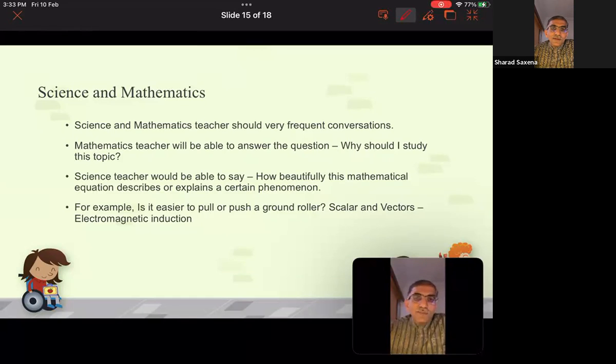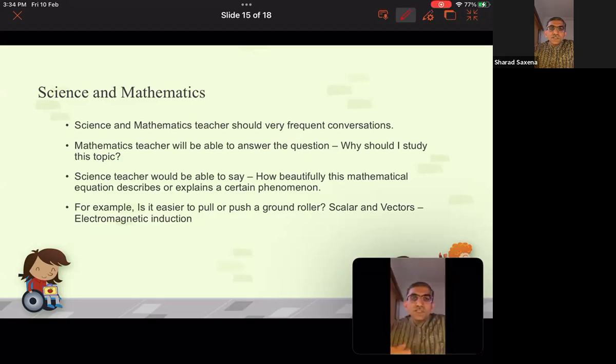But draw a diagram there. If you are pulling it, then there is some component, some F cos theta in the vertical direction, some F sin theta in the horizontal direction. I'm not getting into the complexity part, but mathematics comes in and it very clearly shows that it is easier to pull than to push. So there you go. It becomes so very easy.